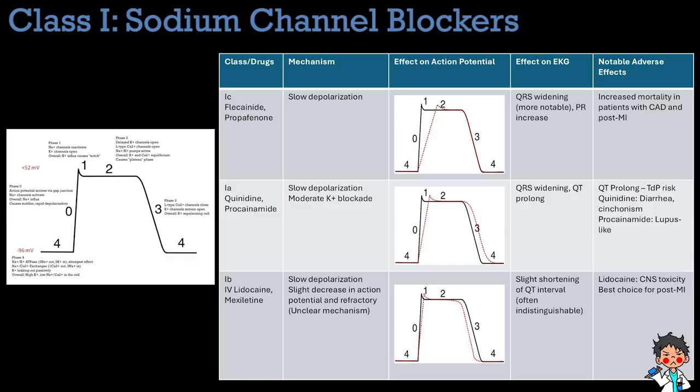So you can see in the image here that the slope decrease is even less than both class 1C and 1A. And you'll notice that this too has an additional feature to it that wasn't found with either of the other two, which is that you can see that phase 3 has kind of shifted to the left a little bit. Class 1B antiarrhythmics actually cause a slight decrease in action potential duration and refractory period.